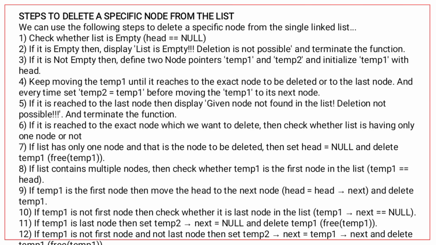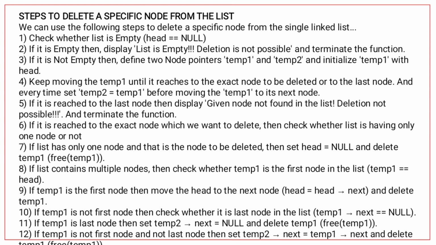Now, next operation is delete specific node from the list. We can use the following steps to delete a specific node from single linked list. Step 1, check whether the list is empty, that is head equal to null. Step 2, if it is empty, then display list is empty, deletion is not possible and terminate the function. Step 3, if it is not empty, then define two node pointers temp1 and temp2 and initialize temp1 with head.